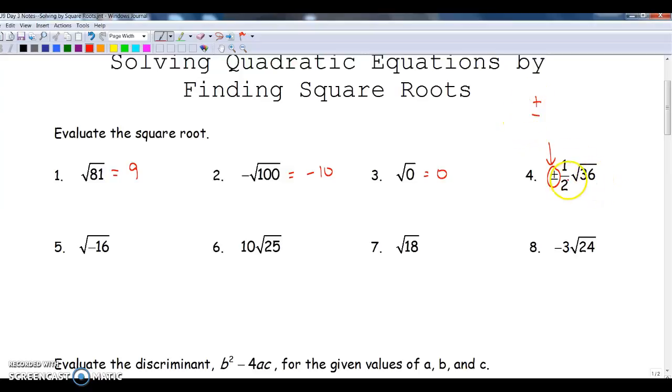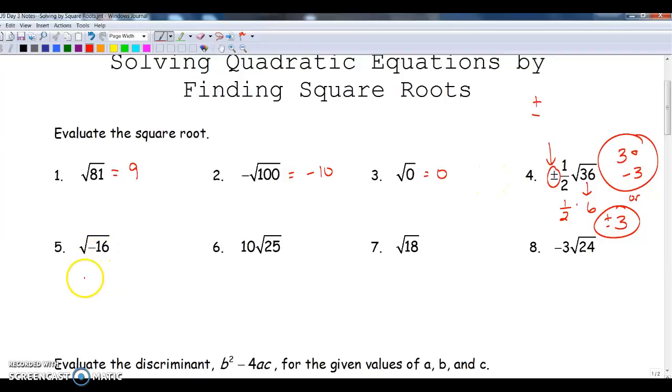So what you'll do is, square root of 36 we know is 6. You don't even have to do a factor tree. And then we got the half. Half of 6 is 3. And then you just stick the plus or minus in front. So the answer is positive 3 and negative 3. And you can either leave it like this, or you can do 3 and negative 3 like this. Either one is fine. It's the same thing. It just means there's two answers.